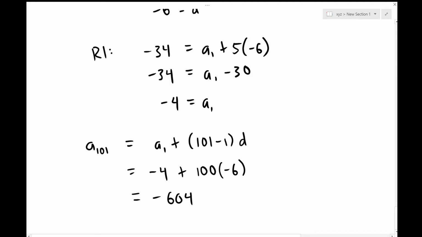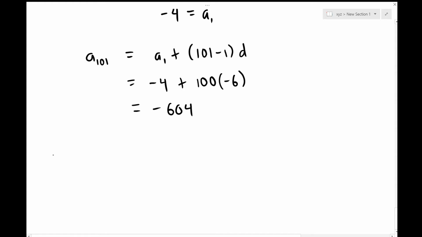So when you're given two terms in a sequence and you're asked to find another term, you simply need to solve the equation of the sequence, basically, by setting up a system of equations, just as we did in this example. And once you know a sub 1 and d, then you basically know everything you need to know about the sequence. If you have those two pieces of information, then you can find any term in the sequence that you want.